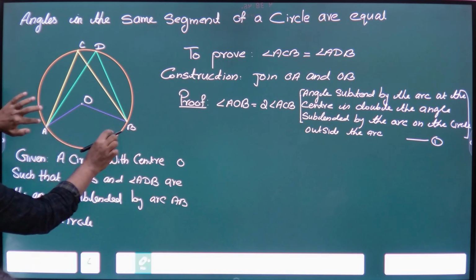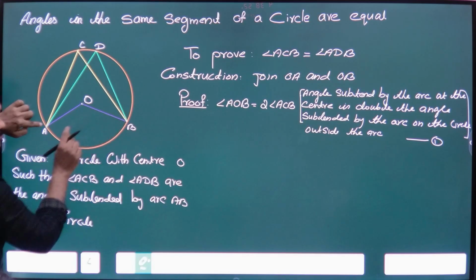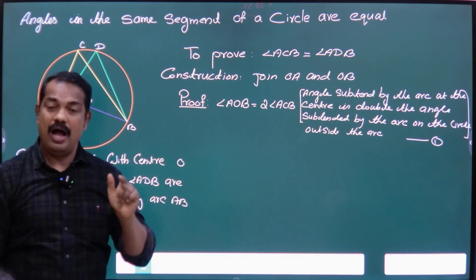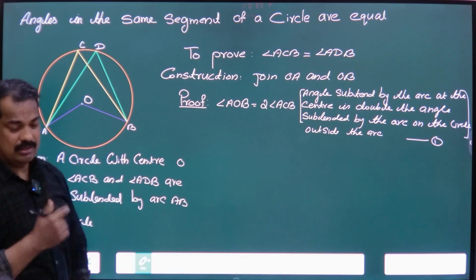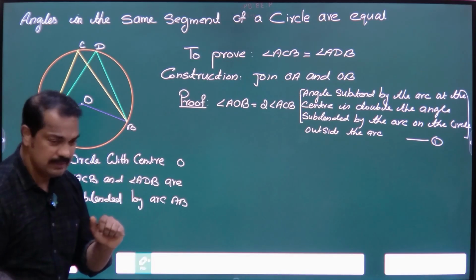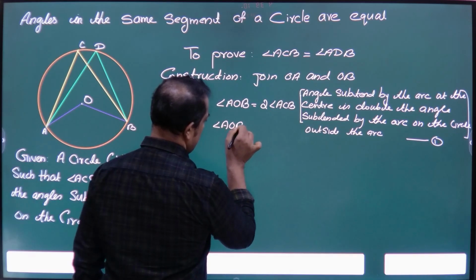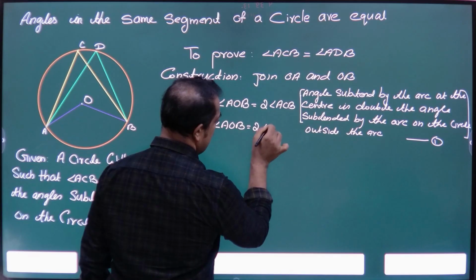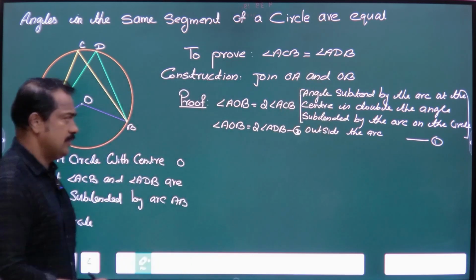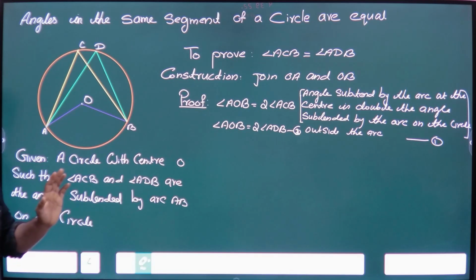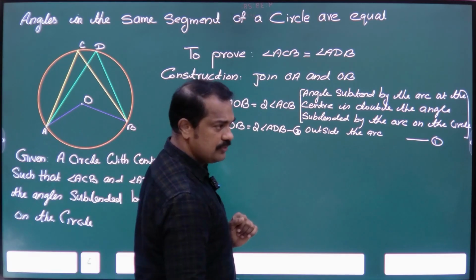Again listen. AOB is the angle subtended by arc AB at the center. Now ADB is the angle subtended by the same arc outside the arc. Again we can apply the same theorem. Angle AOB is equal to 2 angle ADB. Equation 2. Same theorem as above. Clear?